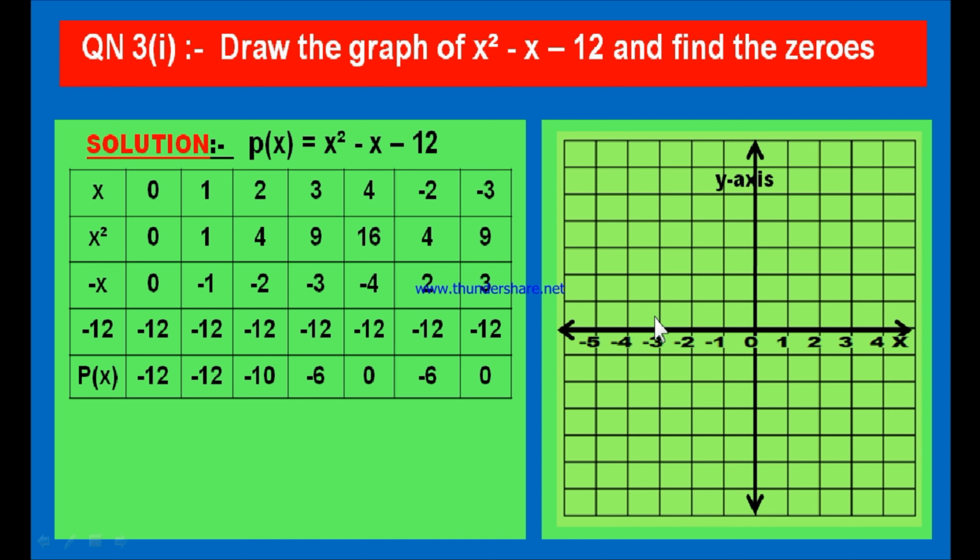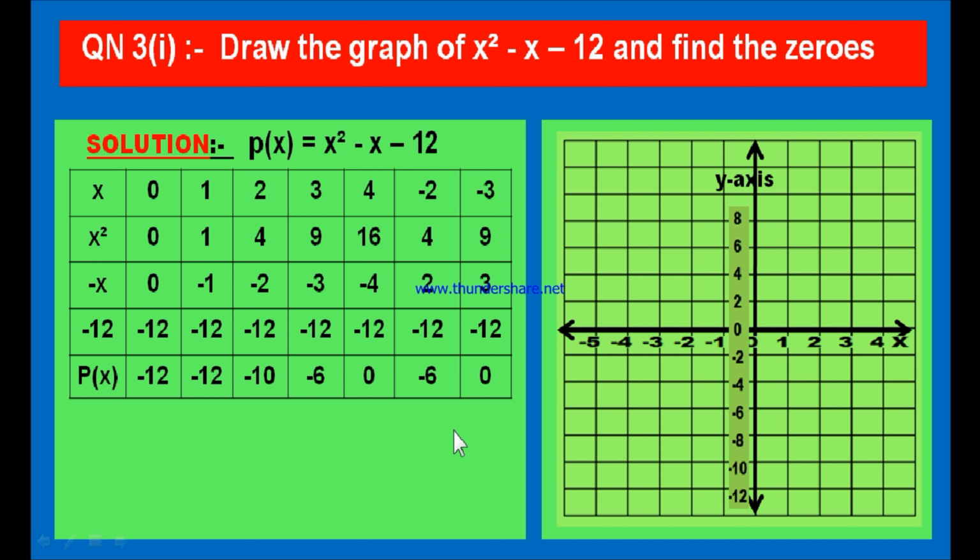Therefore, on x-axis, the scale is 1 centimeter is equal to 1 unit, but on y-axis 1 centimeter should be equal to 2 units. You see, this is 0, plus 2, plus 4, plus 6, plus 8 on y-axis. And on the negative side, minus 2, minus 4, minus 6, minus 8, minus 10, minus 12 like this on the negative side of y-axis. Now this is the scale.